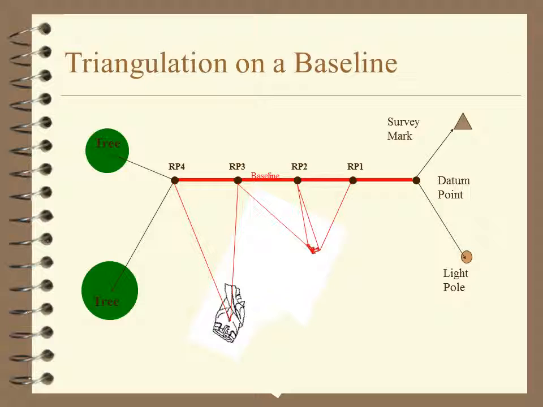And then you could utilize, for example, the guardrail as your baseline, and then measure points along that guardrail to your evidence. And then your end baseline would be indicated, for example, by 2 trees or GPS coordinates or some other method. Again, as I mentioned before, this method is useful if you are conducting a traffic homicide investigation on a freeway or on a toll route.